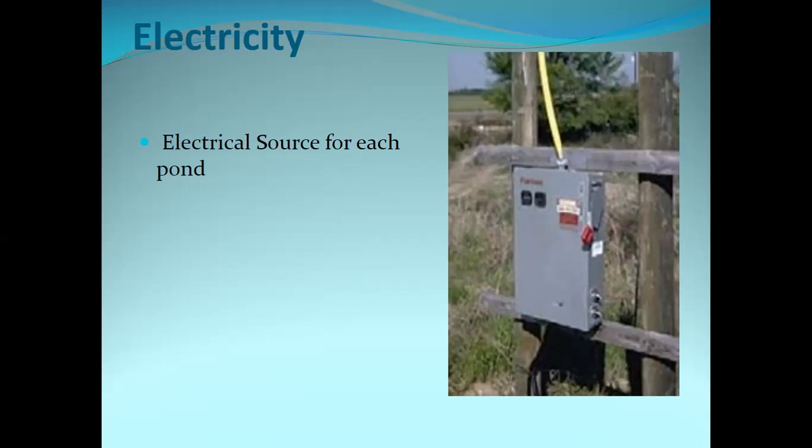Now, the reason why you want an electrical source for ponds is that people use artificial aeration devices, and some of these devices to add additional aeration into the ponds require electricity. So in ponds where you're utilizing those type of devices, you want to make sure you have a power source close by, and it's always best to have one for each pond, depending on the size of the pond.